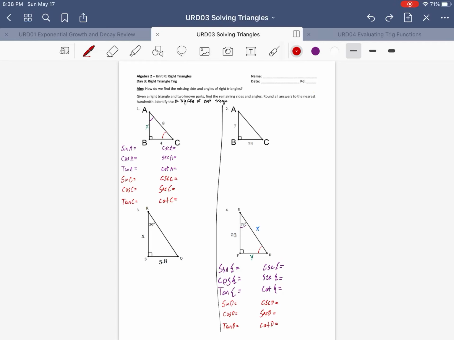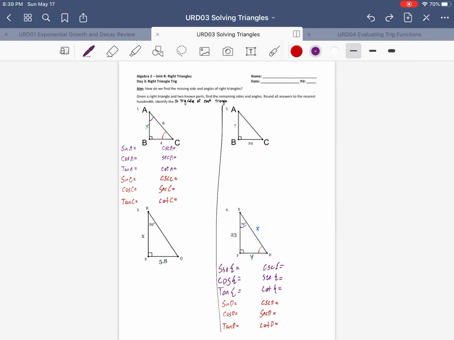On page 1 I'm going to be doing problems 1 and 4, and on the back I'll be doing all the problems on the left side. So what we're asked to do is, given a right triangle with 2 of its parts known, technically we always know 3 because we know the right angle is 90 degrees, we need to find our remaining side and angles and round all our answers to the nearest hundredth. And we're supposed to identify the 12 trig ratios of each triangle.